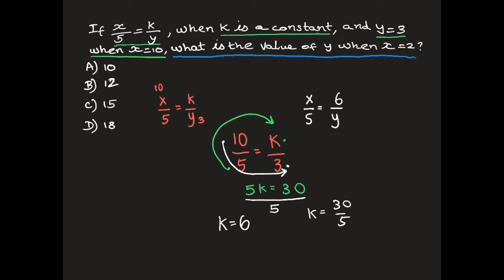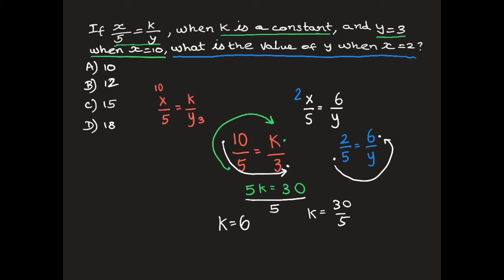Now we have to regard the question. Our question is, what is the value of y when x equals 2? So now we're given one of the values, and we'll just plug that in. We've got 2 here, so we have 2 over 5 is equal to 6 over y. Now let's do our cross multiplication that we just did. 5 times 6 is 30.